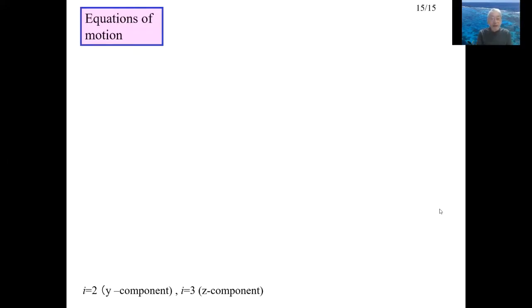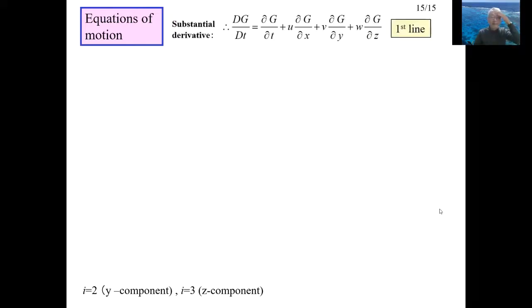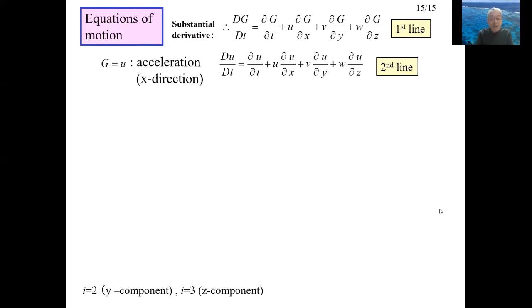We have defined the substantial derivative Dg/Dt in the front part of this lecture as shown on the first line. Substituting the velocity u for g, the x component of acceleration is obtained. The third line shows the equation of motion described by the tensor. The left-hand side is the inertial term or acceleration term. It will be shown below that the left-hand side of i equal 1 is consistent with the Du/Dt on the second line.